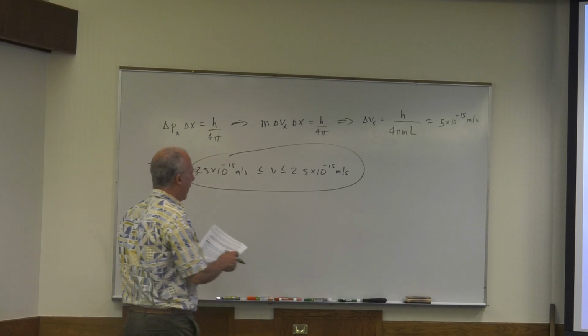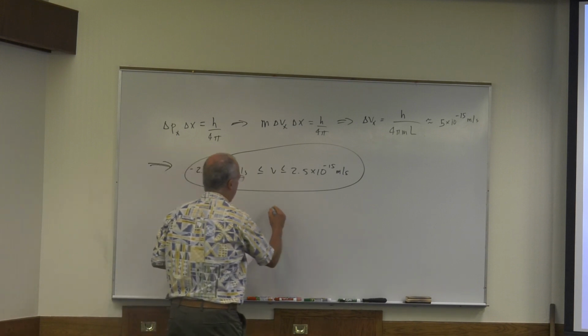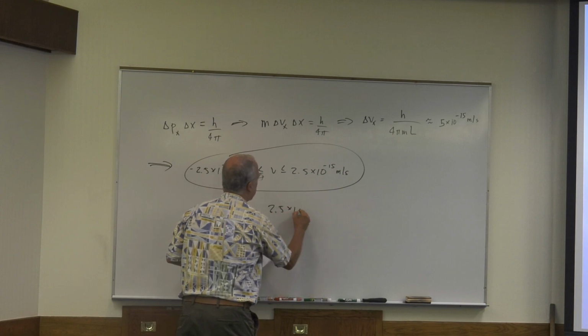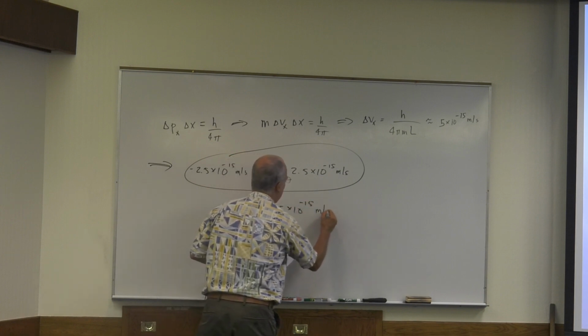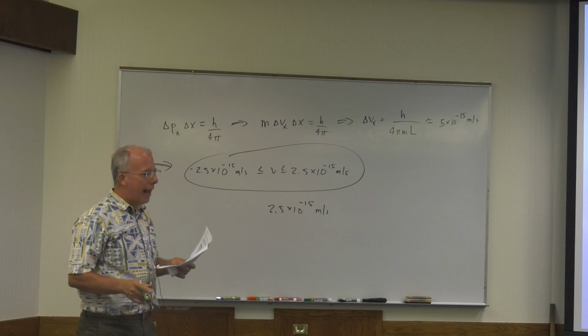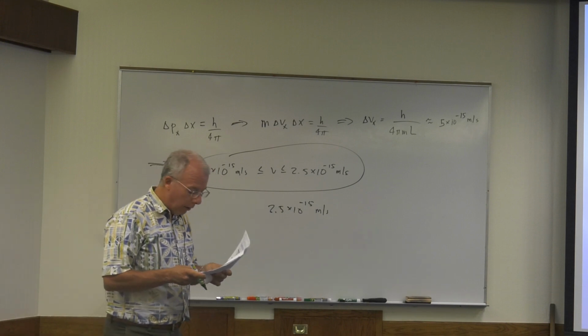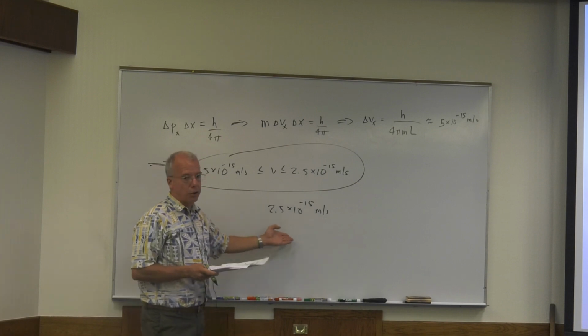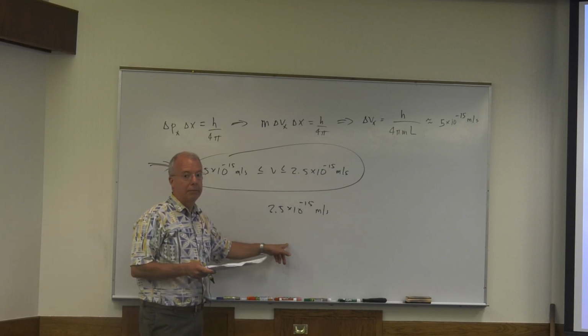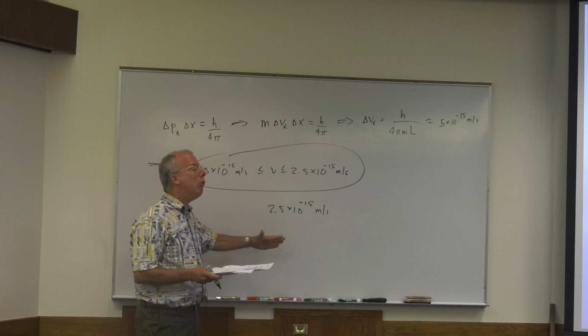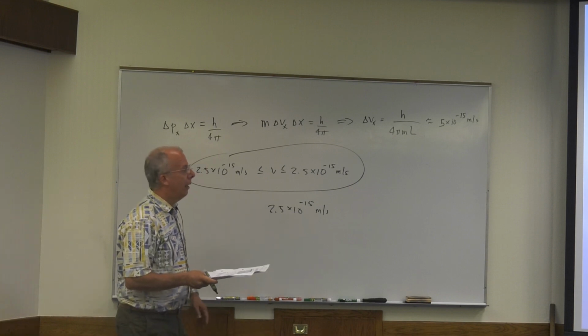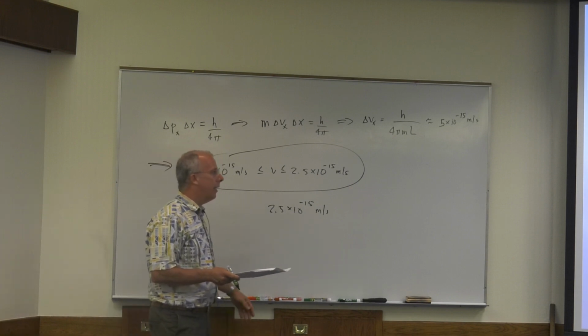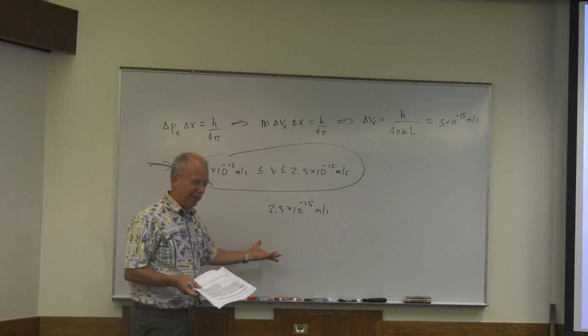In fact, at 2.5 times 10 to the minus 15 meters per second, if the dust particle was going that fast, or maybe I should say that slowly, it would take 2,000 years to travel 1 meter. So it's incredibly slow. We can't say if it's at rest, but pretty close.